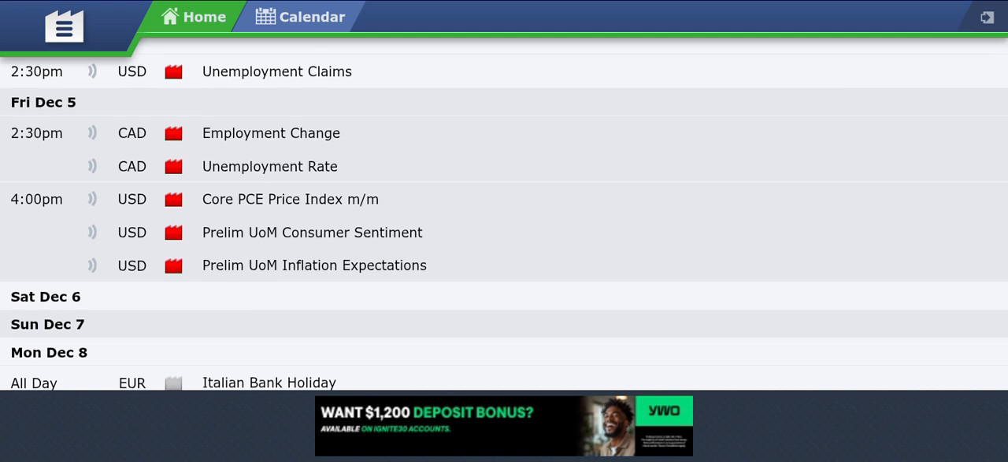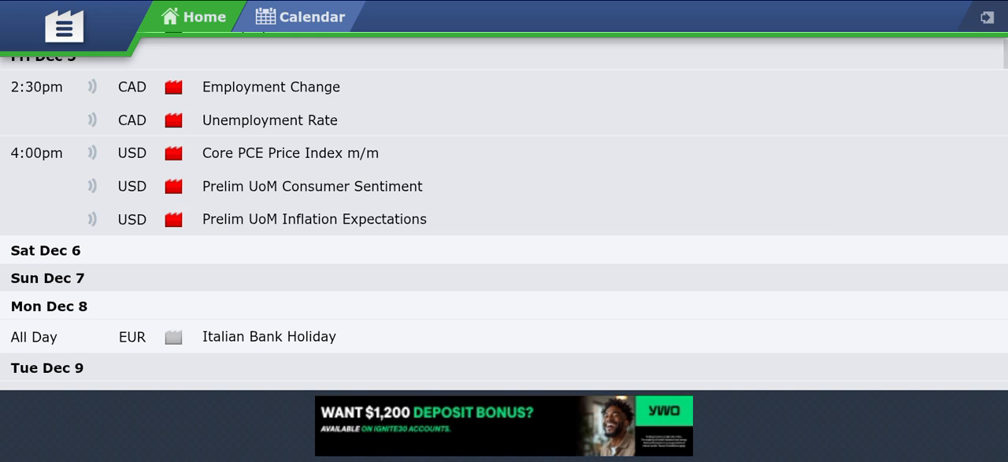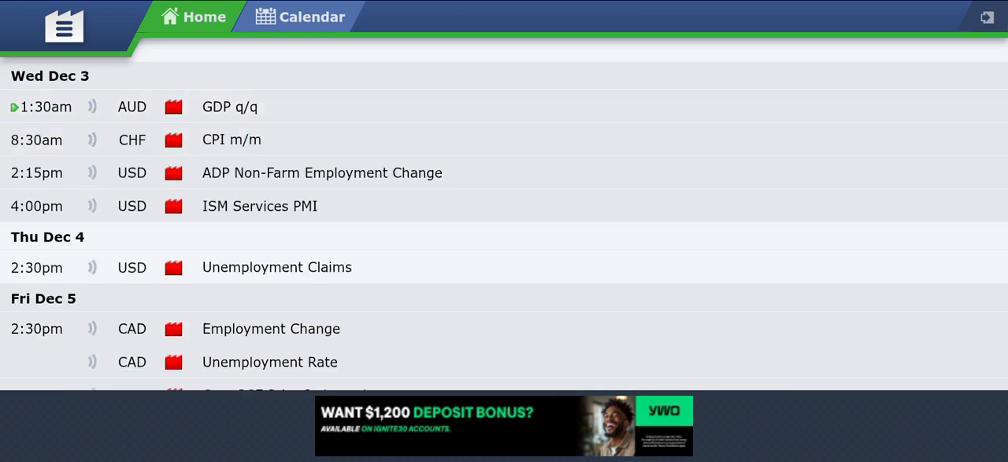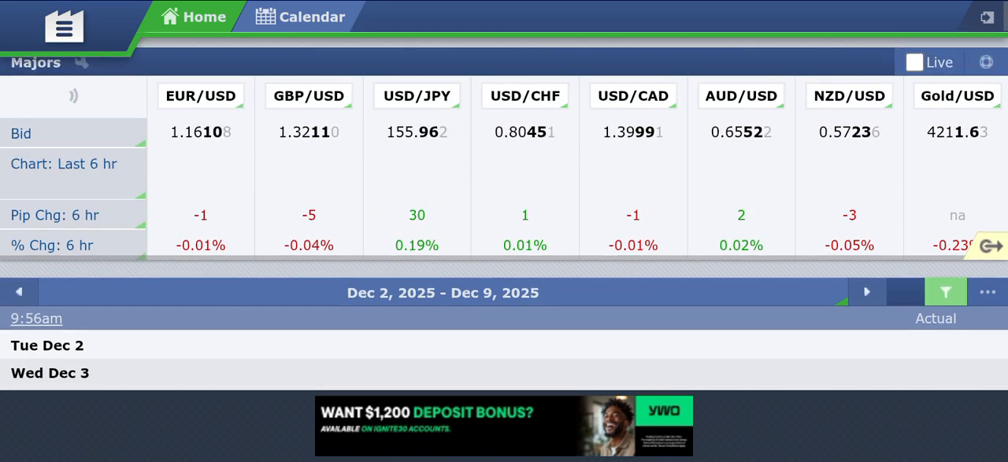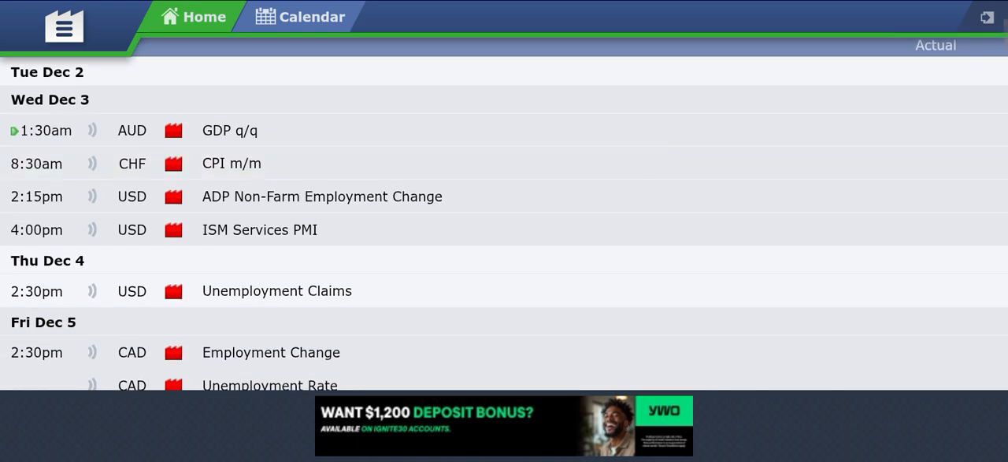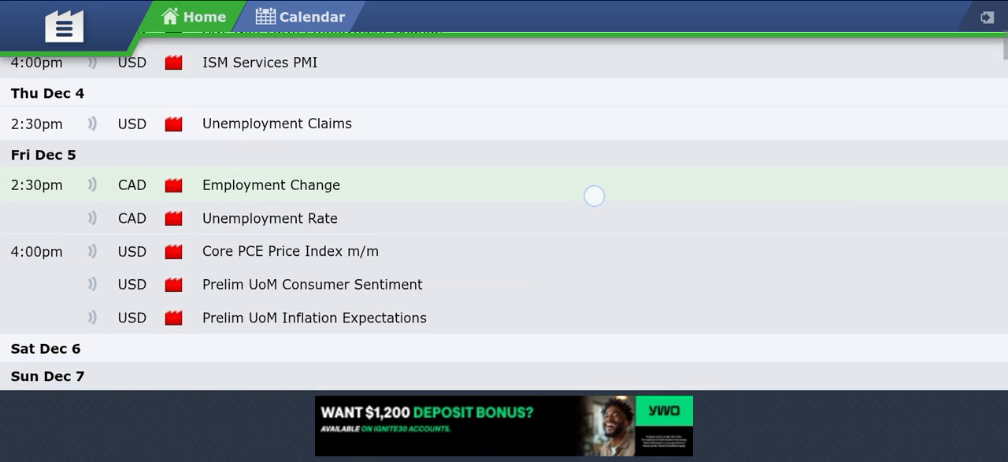Then on Friday we're going to be having the unemployment rate and employment change for CAD. We're also going to be having the PCE price index for the US dollar, the primary consumer sentiment data, and also the primary inflation expectation data for the USD. So this is the major fundamental news we have in the forex market this week, but we might get some data added or removed.